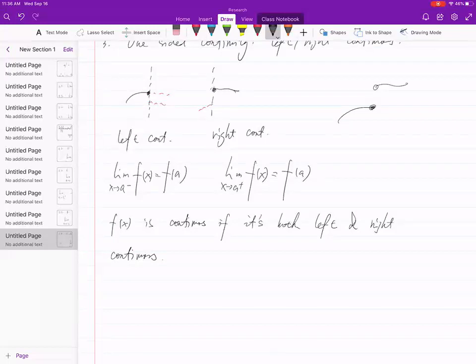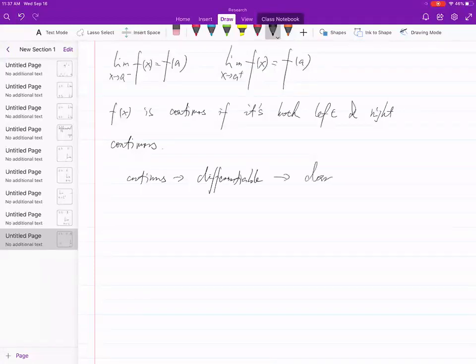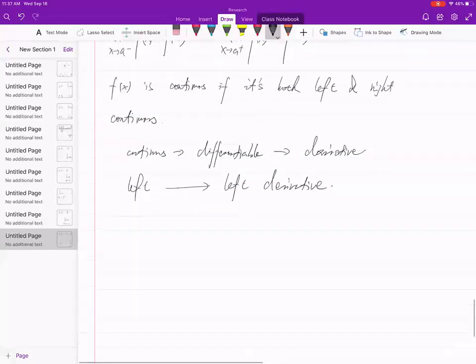Good so far? Okay. What's the application though? Well, now you need to think about it. Continuous is trying to serve differentiable. Differentiable is trying to serve the changing rate or derivative. So if you're only left continuous, you should have something which has a left derivative or left changing rate. Makes sense here? And also you can have a right derivative.